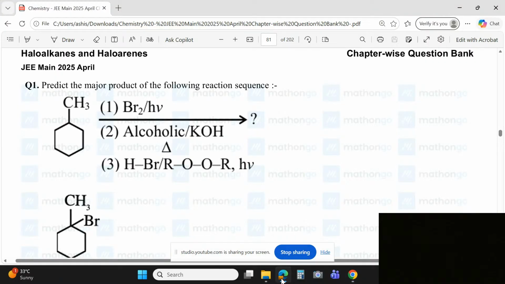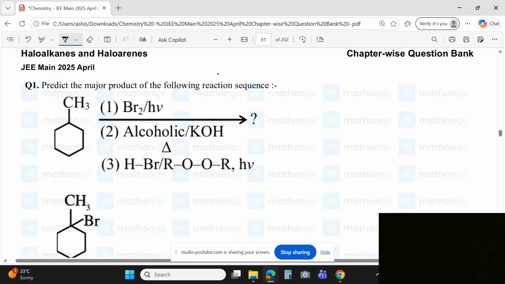Hello guys, let's start JEE Mains 2025 questions of chapter Haloalkanes and Haloarenes. In the first question we have to predict the major product of the following reactions. In the first reaction we are proceeding with halogenation in the presence of sunlight.